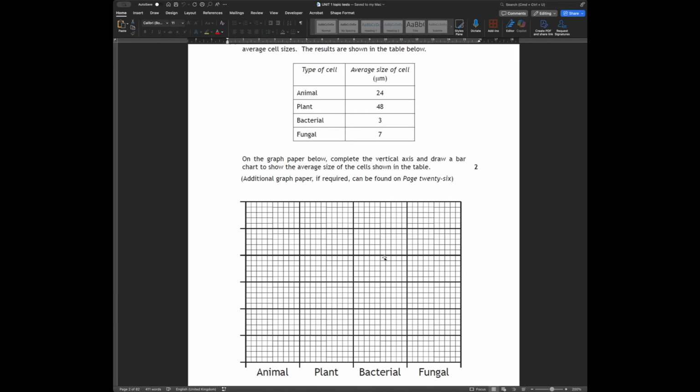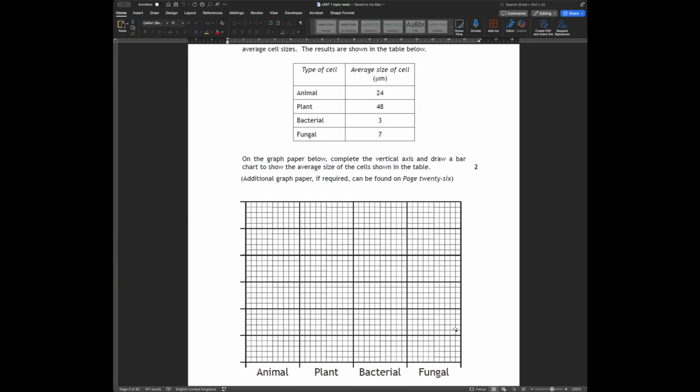The bacterial one, this is a bit trickier, is 3. So we know that each small box is worth 2. So how do we get an odd number? Well, we go 2, and then that one's 4. So we just go halfway between the 2 and the 4, and we draw a nice clear straight line that doesn't touch either the 2 or 4 line, that's right in the middle between them. And similarly for the fungal cell, because it's 7, we go halfway between the 6 and the 8 box there. Okay, and we go straight across there and draw a nice clean straight line.